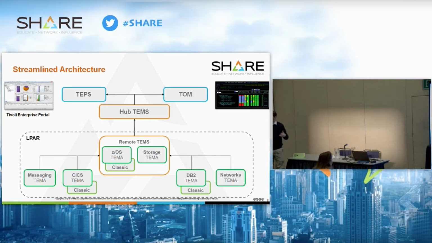Some of those older OMEGAMONs will still have the classic UI. The newer ones like networks or JVM will just have what we call a TEMA or a monitoring agent to collect the data and feed that back. And that data ultimately gets fed back into a single hub TEMS that you have for your enterprise. And then that connects to the address spaces or the processes that are managing the user interfaces.